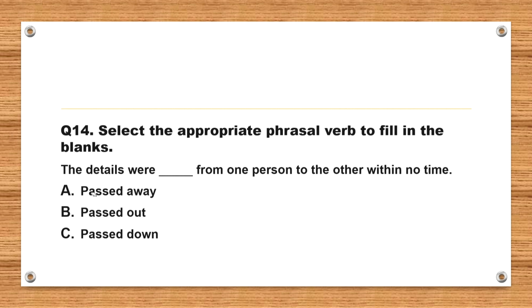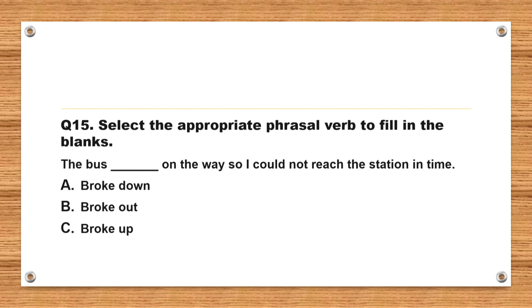So, the correct option is C, that is passed down. Pass down means to transfer or to hand over, basically to give something to someone who is younger or at a lower level than you. Hence, the correct sentence should be the details were passed down from one person to the other within no time. Now, next, again fill in the blanks. Do this.